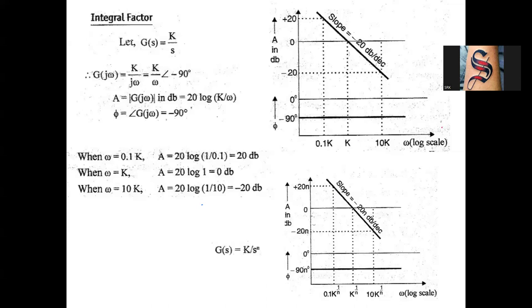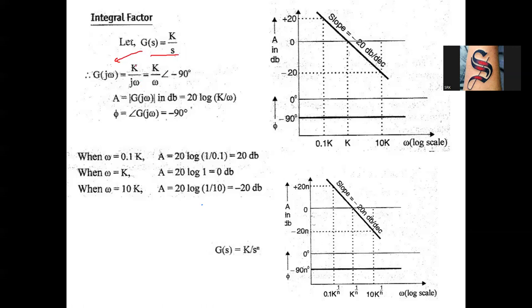G of s equivalent to k by s. Again, first we need to convert the s domain into the frequency domain. So g of j omega equivalent to k by j omega. Write it separately as magnitude and phase angle. So what is the magnitude of this term? It is k by omega.